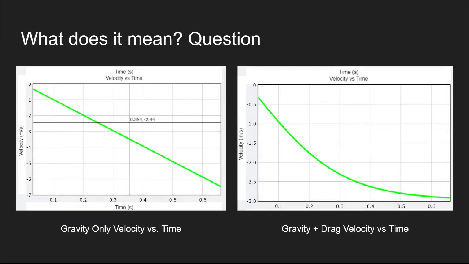For our what does it mean question, we can see that the model that considers gravity and drag will reach a terminal velocity. This is because it looks like towards the end, the velocity becomes constant, which indicates zero acceleration and zero net force. Remember that we have zero net force here because the force of gravity and drag are equal to each other.